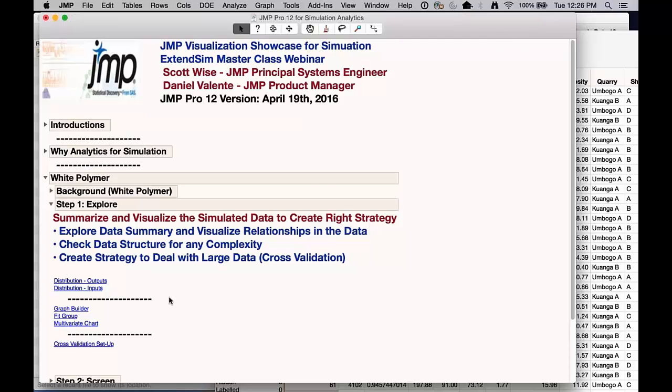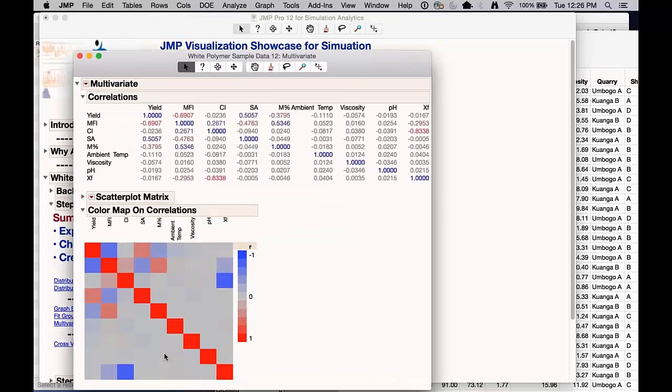So here, for example, is that multivariate chart I saved. In this one, you're seeing some darker colors because I included the correlation of the outputs within each other. And now I can see something like melt flow index and yield have a negative correlation with each other. That's just an example, and I save this directly back to this little report.